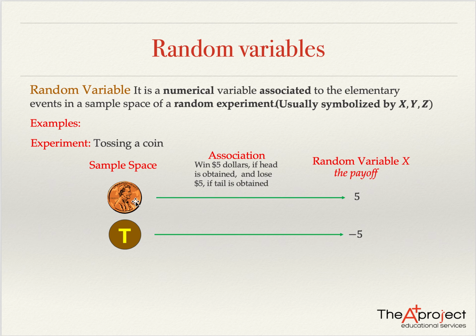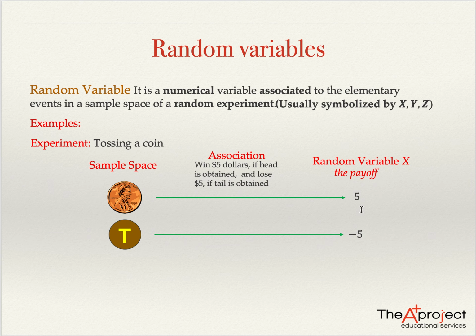From the head, we have associated number 5, and from the tail, we have associated number -5. So the name of the variable will be the association. For example, we can say that the variable X is the payoff that we obtain when we are gambling, because the payoff gives me these two numbers.